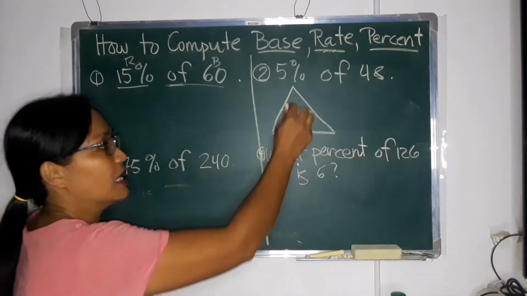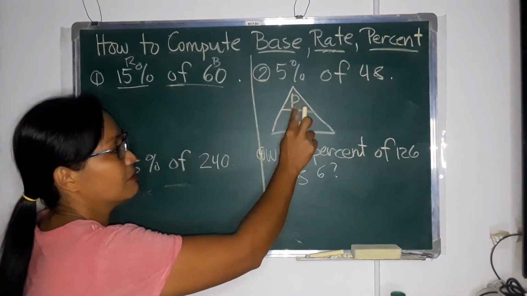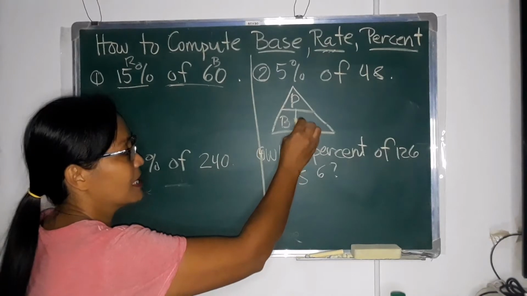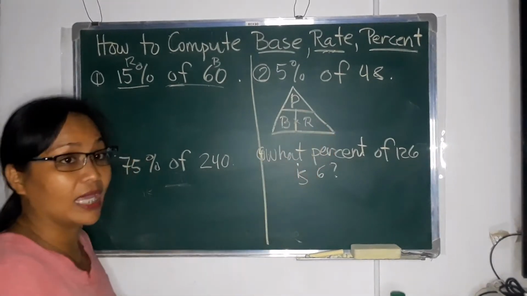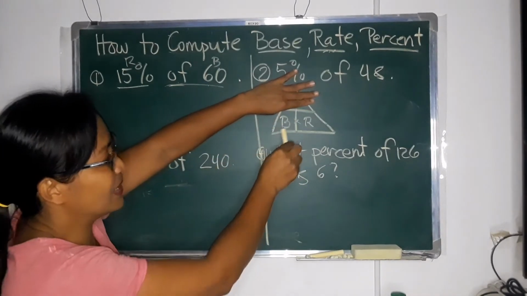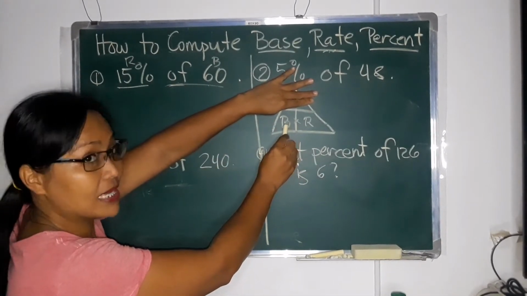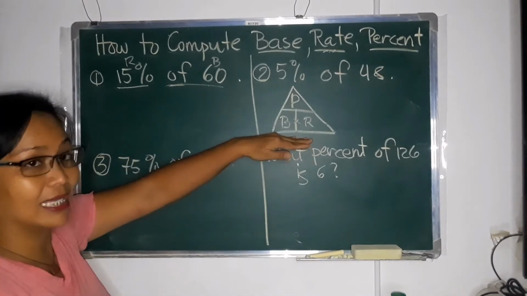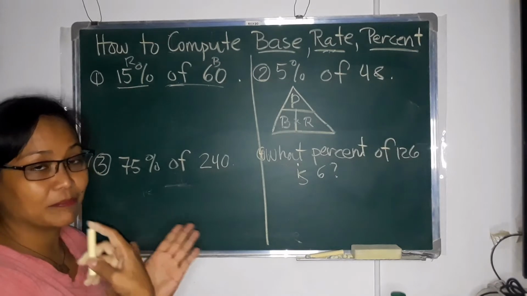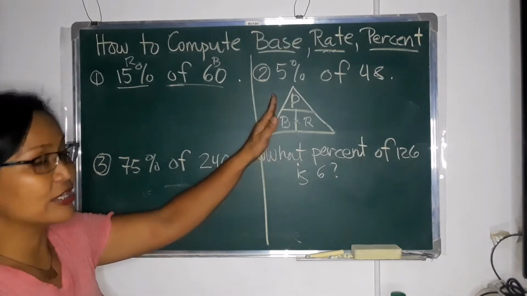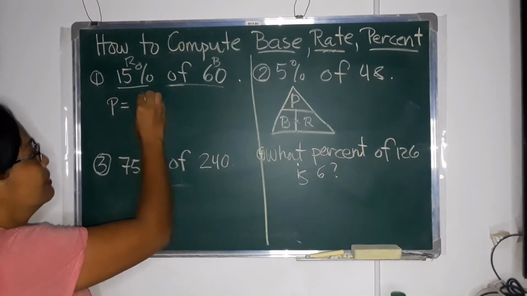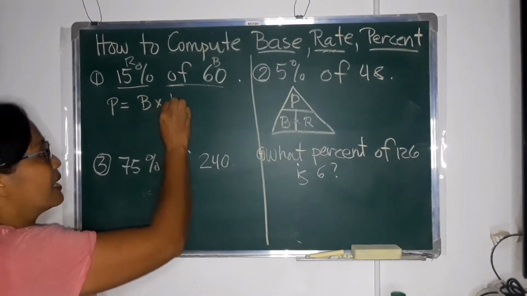Tandaan natin na ang formula ng percent is equal to base times rate. Kung ang kinukuha natin ay P, then ang formula natin ay multiply natin ang base times rate. So, tandaan ang triangle na ito. Kung hindi kayo sanay sa pag-memorize ng formula, you can use this para mas madali. So, P now is equal to base times rate.